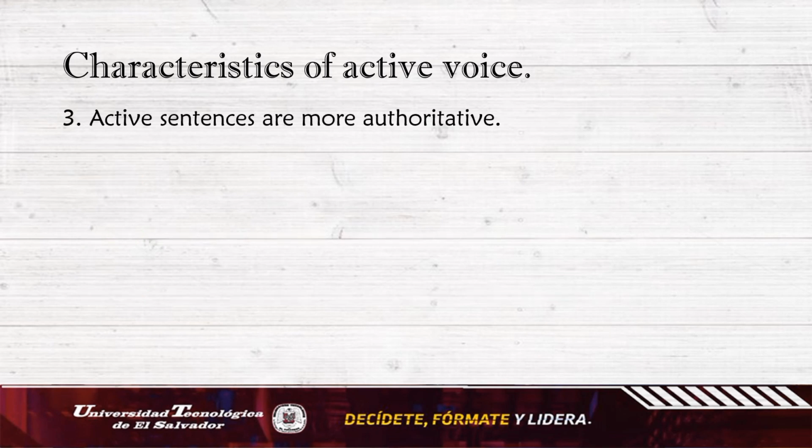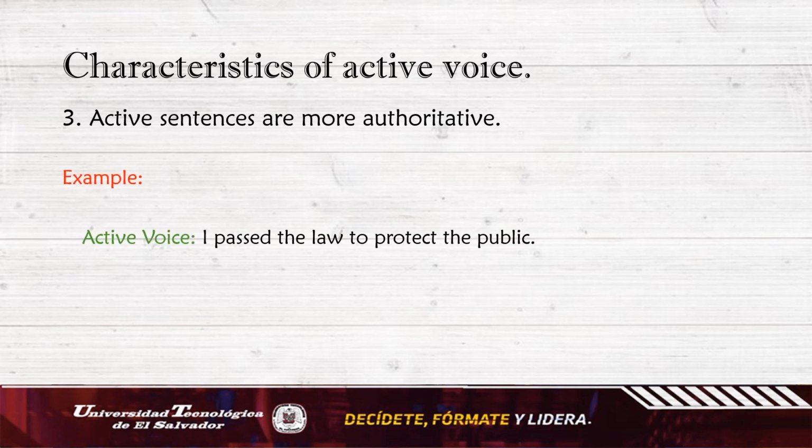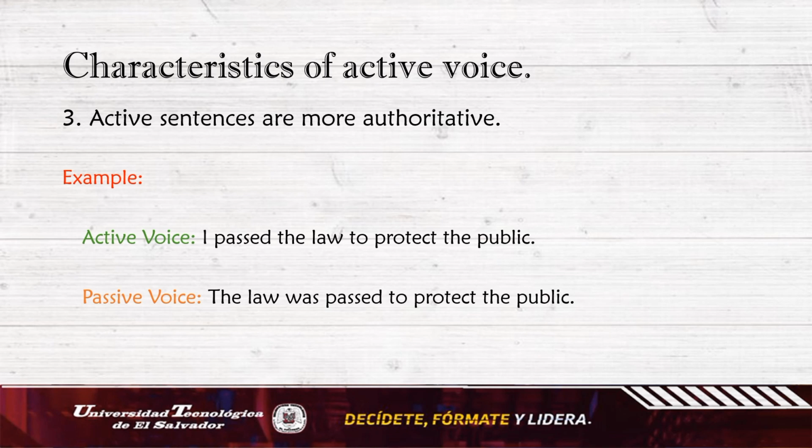Number 3, active sentences are more authoritative. For example, "I passed the law to protect the public." Here, the author is taking responsibility and credit for passing the law. It is more authoritative than the passive version below. "The law was passed to protect the public." With this version, the author is not taking responsibility or blame for the law. It comes across as less authoritative.